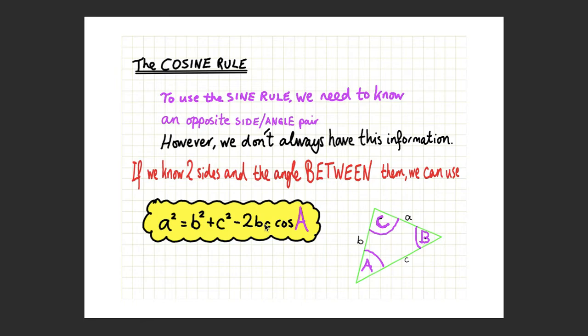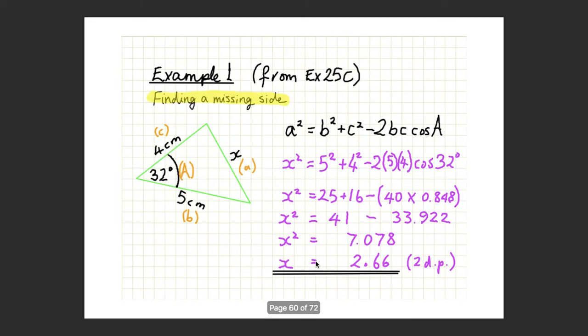So the important thing there is you can get away without knowing an opposite pair. As long as you know enough other information, it doesn't have to be an opposite pair. So for example, in this triangle, you've got a 4, a 5, you've got the angle between them, which is 32, and you want to know the side opposite the angle. So for the cosine rule, you need to know two sides and an angle between them. So I'm going to label the angle that I've got as being A.